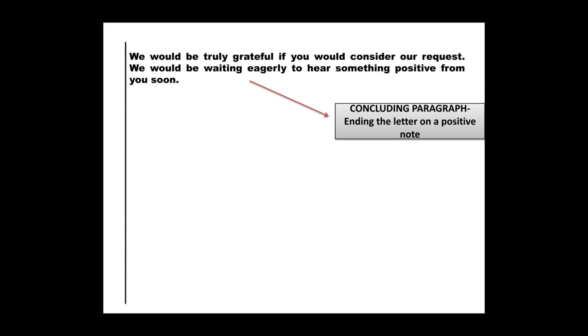In the concluding paragraph, we write, we would be truly grateful if you would consider our request. We would be waiting eagerly to hear something positive from you soon. So, this is ending the letter on a positive note. Please keep in mind, always end your formal letter to the principal on a positive note.